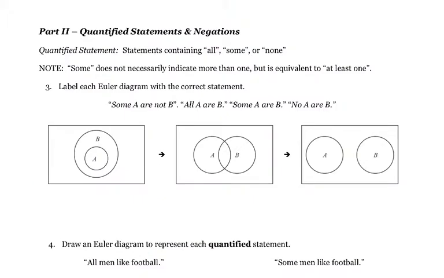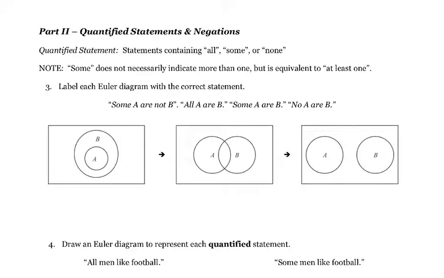So next we're going to look at quantified statements. And a quantified statement is a statement that contains all, some, or none. We have to be really careful when we negate statements that contain these words, because you have to think about what makes these statements true and what would provide like a counterexample and prove one of these statements false. Notice this little note. We have some does not necessarily indicate more than one, but it is equivalent to at least one. So that means if one person made this statement true, then it would be true.